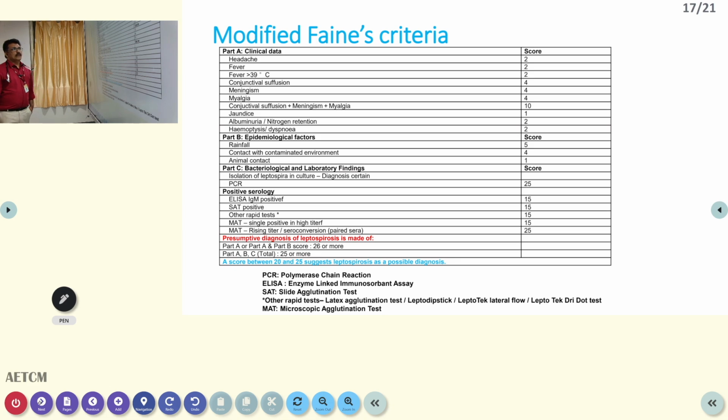Now there is a criteria called the modified Fain's criteria, and you can pick up the disease very early itself. That's a clinical diagnosis, and some lab investigations are also added to that criteria. If you have clinical suspicion and you are not able to make a proper diagnosis because you are not experienced, then you can use this type of criteria to make a diagnosis. But in India, the number of cases is very high. Most of the doctors are able to pick up this disease early itself. So I am not going into the details of this modified Fain's criteria, but there is a criteria available to make a diagnosis of leptospirosis.